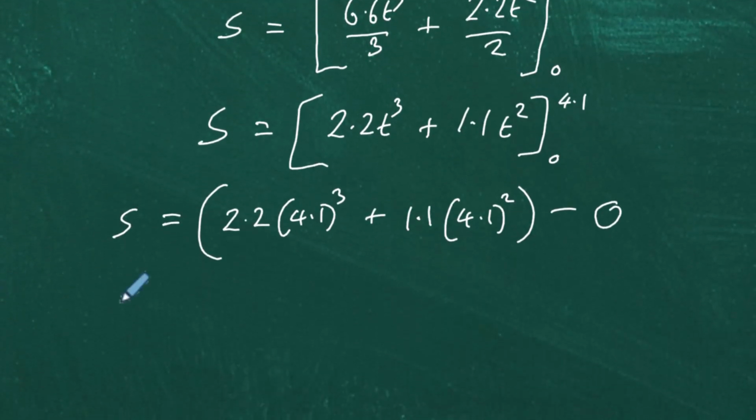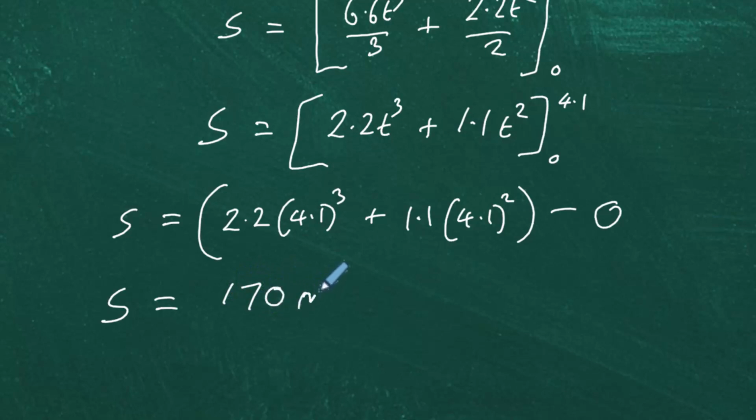So there's our formula to work out the distance travelled, and if you work that out in your calculator, you're going to get 2.2 times 4.1 cubed plus 1.1 times 4.1 all squared, and the answer comes out to be 170, and the units we're using are metres. That's going to be the distance travelled by the dragster from 0 to 4.1 seconds.